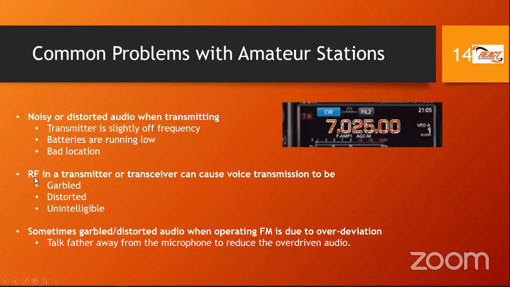We also discuss here that radio frequency or RF in a transmitter or transceiver can cause voice transmissions to be garbled, distorted, or unintelligible. In other words, problematic with your audio. Now, sometimes, just sometimes, the reason for garbled or distorted audio when you're operating on the FM mode in particular is what we call over deviation.